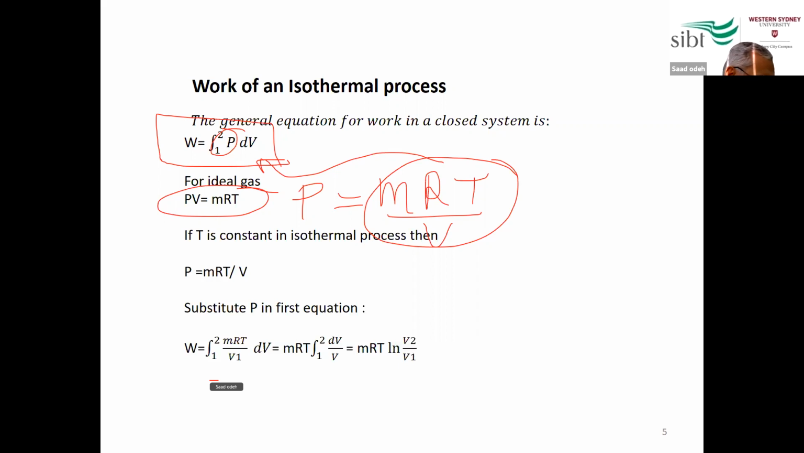Because temperature is constant, I can take the temperature, R and m outside the integration, and I end up with the integration of dV by V, which is mRT ln V2 by V1. So for an isothermal process, if you know the temperature, the R from tables, and the mass, then all you need to do is find ln V2 by V1. If you know the specific volume at the beginning and at the end, you can find out the work of the system, or work done by the boundary.